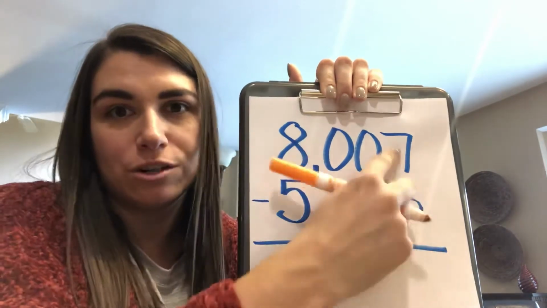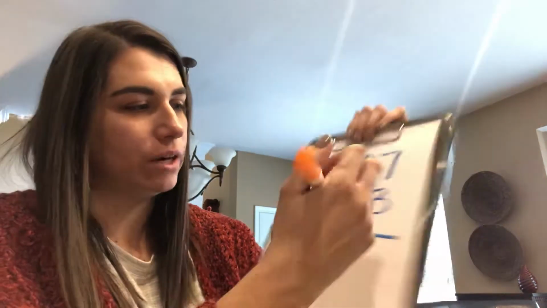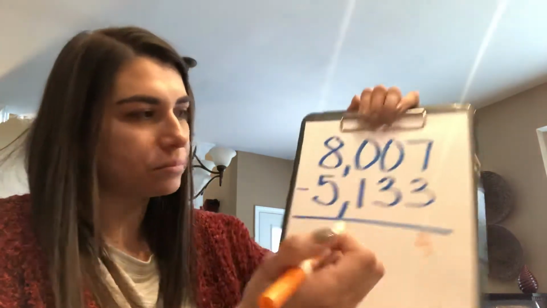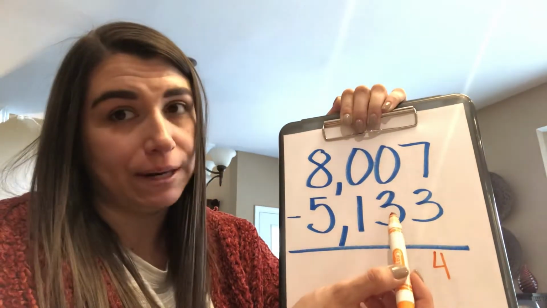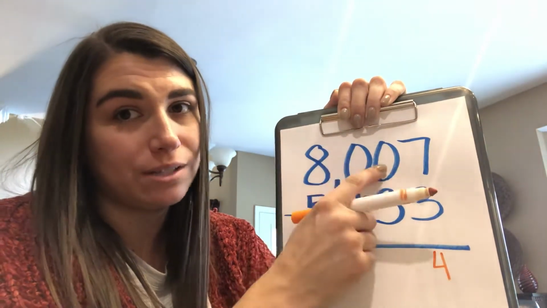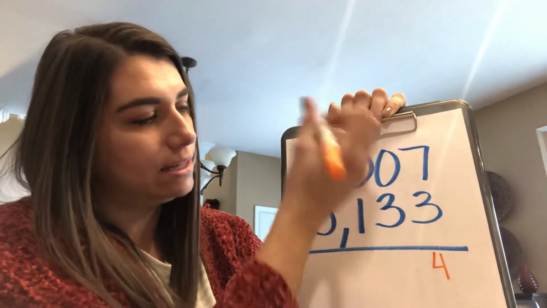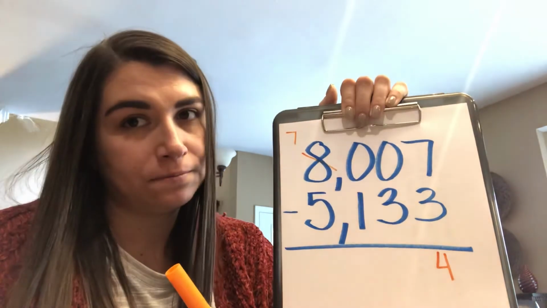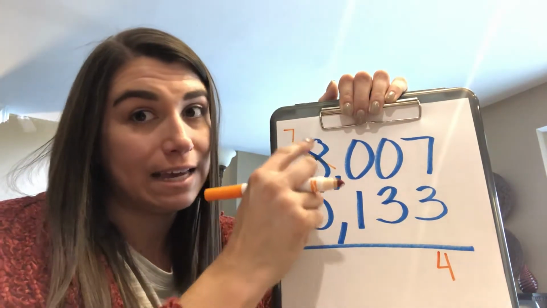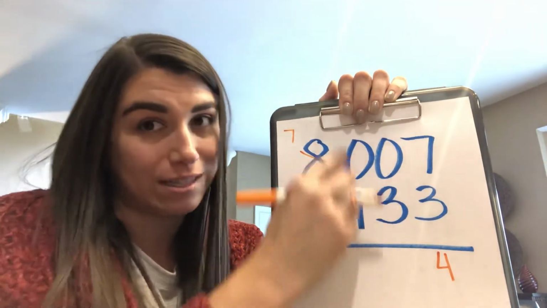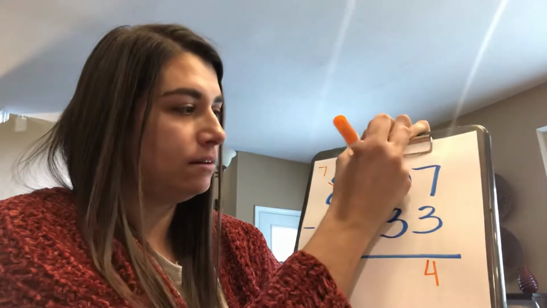So I'm going to solve the ones place first. So 7 minus 3, I know that is 4. But then 3 is bigger than 0. So since there's 2 zeros here, I have to go all the way over to my thousands place. So the 8 becomes a 7. And then now that 10 is going to go to this hundreds column. So that becomes a 10.